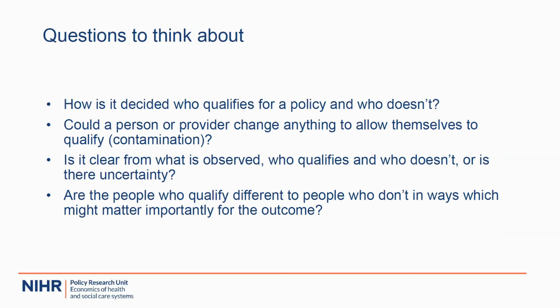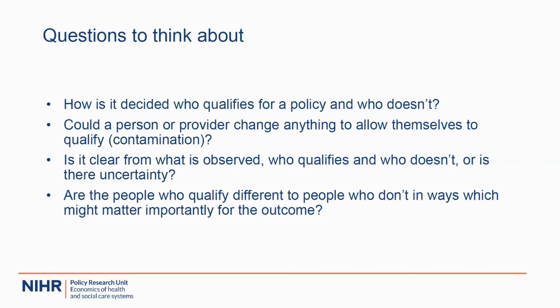And there are again some questions to think about for this evaluation method. How was it decided who qualifies and who doesn't? Can anybody influence whether that person does or doesn't qualify? Can they influence it themselves, such as the time of day? Or at least are they likely to have influenced it themselves intentionally? Or could, say, a referrer influence it? There's been pieces of research which think about that. So can somebody else influence whether a particular person qualifies or not for a policy?